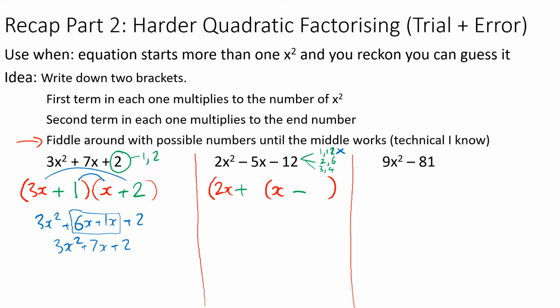What about if we switched these around a bit and had 2x plus 3 and x minus 4. That will give us 3x, that will give us minus 8x, and yeah, that adds up to minus 5x, so that must be our factorising.